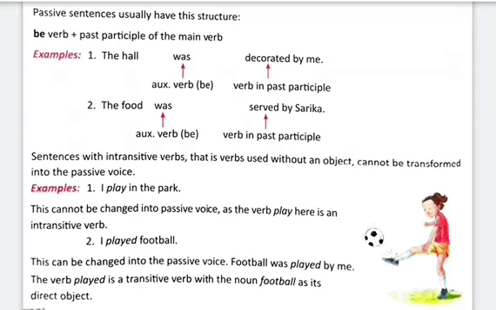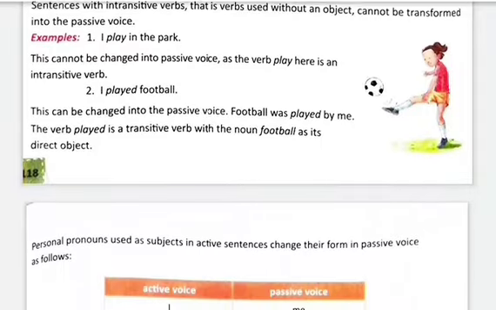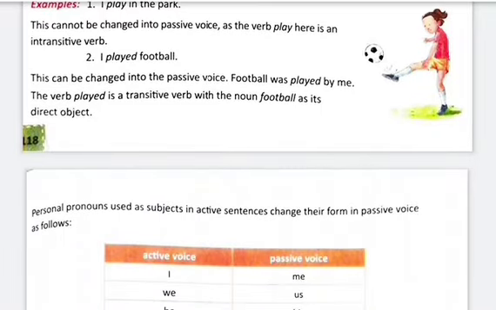See another example. I played football. I is the subject, played is the verb, football is the object. Here I, the subject, is doing the action of playing football and played is in past tense. So I played football is an active voice. If I change it to passive, what will be the passive form of this sentence? Football was played by me.